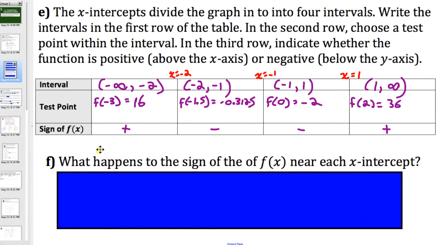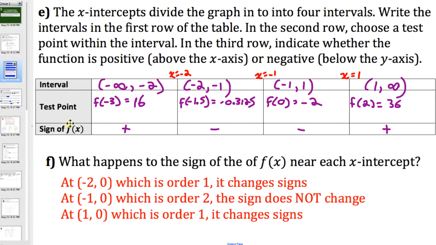So let's jot down what happens. At negative 2, 0, which was order 1, the exponent on the x plus 2 factor was 1, the function changed signs. At the x-intercept of -1, 0, which is order 2, the function did not change signs. And at 1, 0, which was order 1, it changes signs. And in fact, a short rule we could know here, if the order is even, the function will not change signs. If the order is odd, the function will change signs.